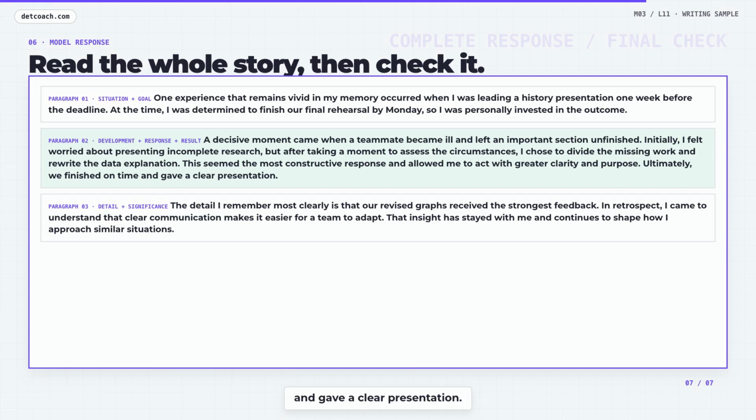Ultimately, we finished on time and gave a clear presentation. The detail I remember most clearly is that our revised graphs received the strongest feedback. In retrospect, I came to understand that clear communication makes it easier for a team to adapt. That insight has stayed with me and continues to shape how I approach similar situations.